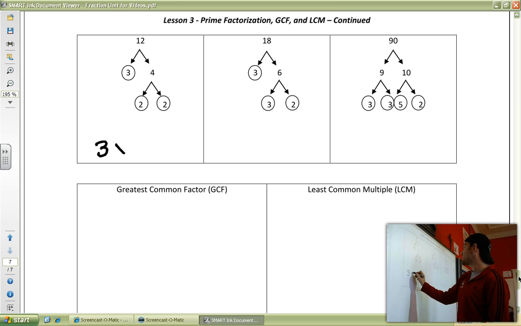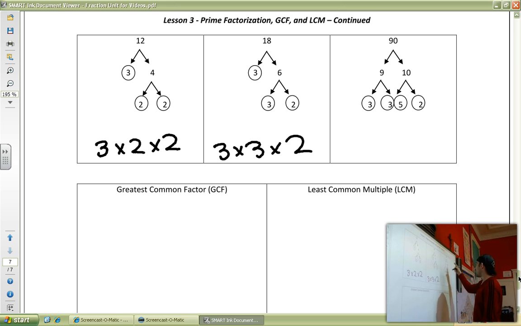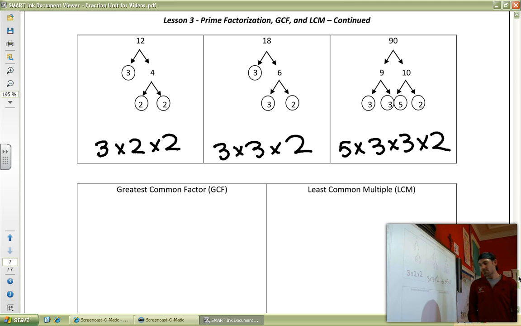12 is going to be 3 times 2 times 2, 18, 3 times 3 times 2, and 90, again, I told you I like to start with the biggest numbers first, so 5 times 3 times 3 times 2, okay? I know in various other lesson videos you guys have seen me write out all of the different factors, go through the lists. That's not the best way. Once you get this down with the prime factorization, using the factor trees, it's going to be a lot easier. And let me show you how.